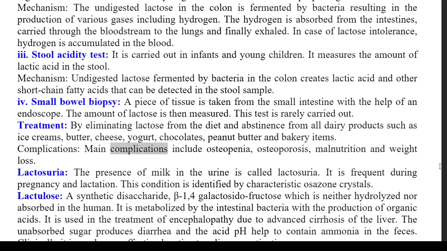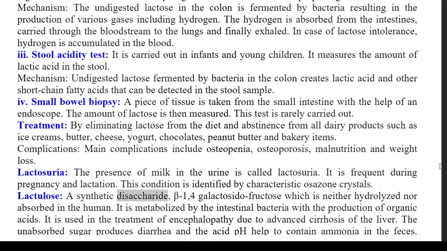Complications: main complications include osteopenia, osteoporosis, malnutrition, and weight loss. Lactosuria: the presence of milk sugar in the urine is called lactosuria. It is frequent during pregnancy and lactation. This condition is identified by characteristic osazone crystals.